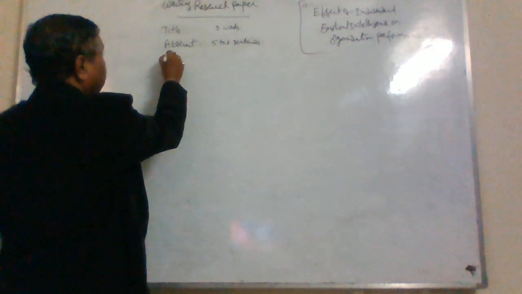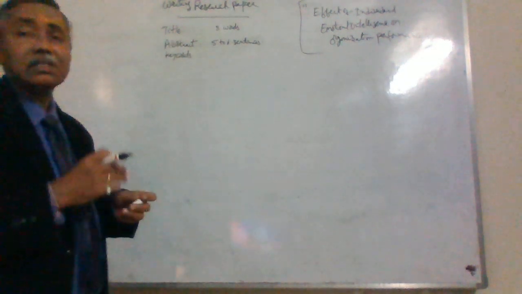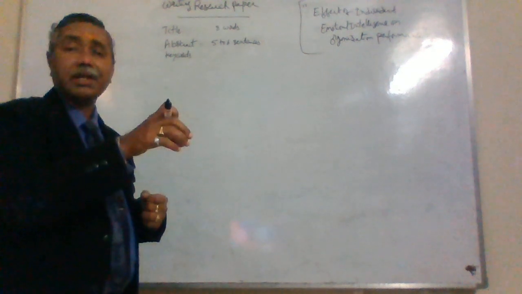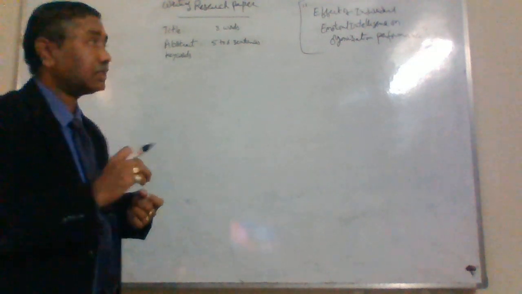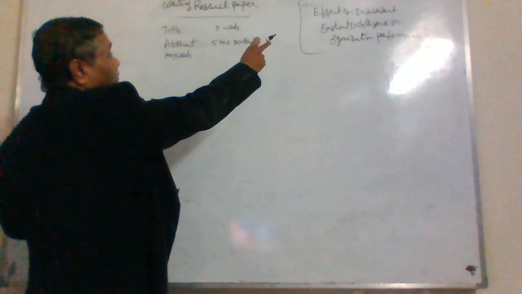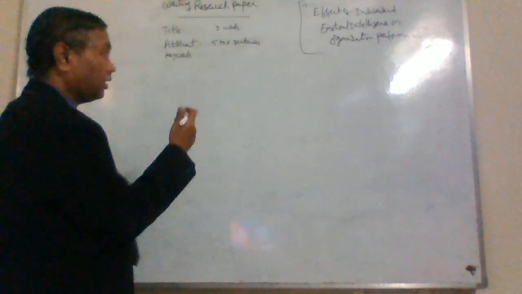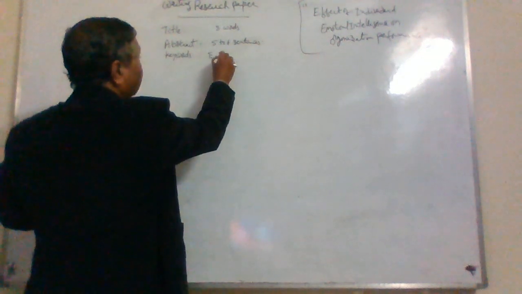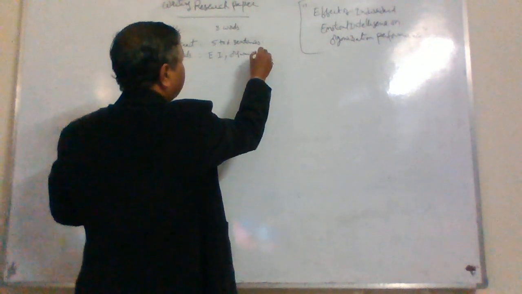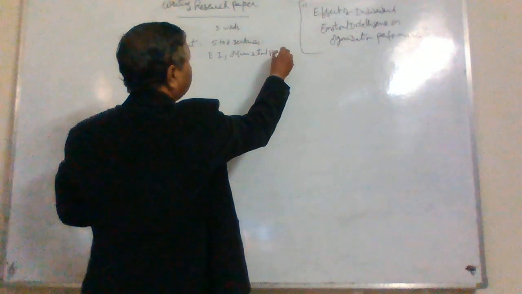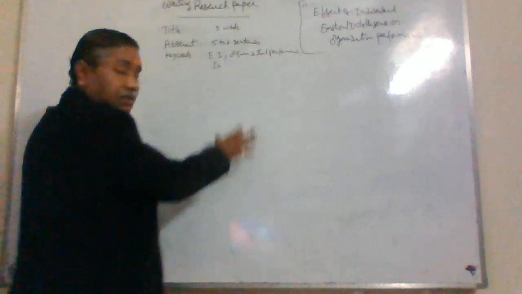Next, after the abstract, what comes? Keywords. Keywords identify which broader area your paper falls into, and they help in fetching your paper from the database. For example, for the title we decided, Effect of individual emotional intelligence on organizational performance, what can be the keywords? Emotional intelligence is one keyword. Organizational performance is another keyword. Similarly, individual performance also, which you might have discussed in the paper.